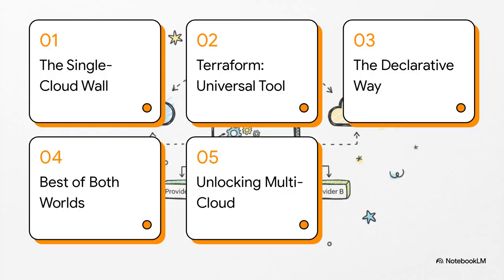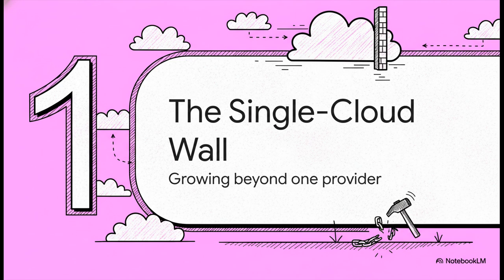So here's how we're going to break it down. First, we'll look at what I'm calling the single cloud wall and why it's such a common headache. Then we'll bring in our hero, Terraform, the universal tool. We'll get into how it works with its declarative approach. After that, things get really interesting with something called CDKTF, which is kind of the best of both worlds. And finally, we'll wrap up by seeing what this all means for you when it comes to building legit multi-cloud applications.